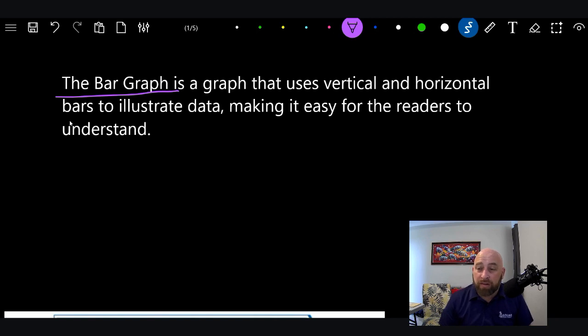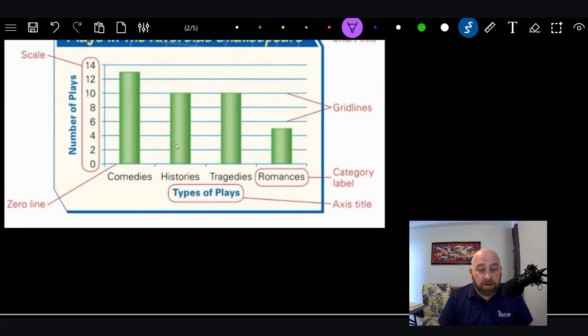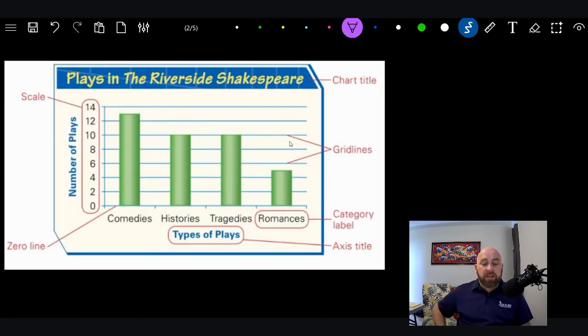We're going to say, hey, there's a bar graph, but you've seen them. Let's take a look at this one right here. All right, the title for this one is Plays in the Riverside Shakespeare. That's the name, the chart title, or bar graph title, whatever you want to call it.